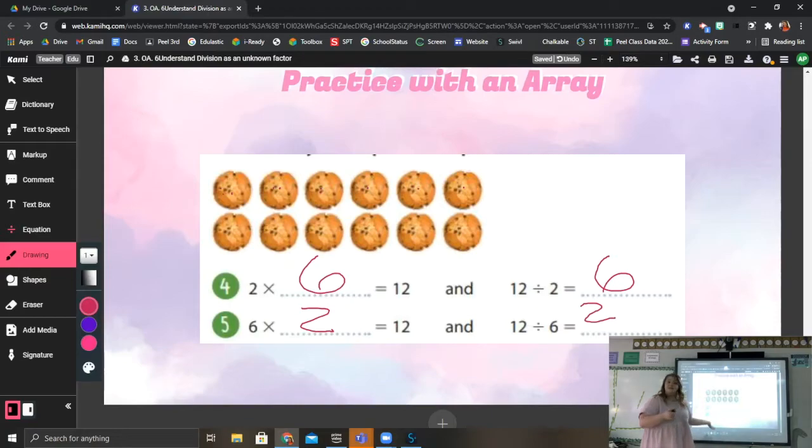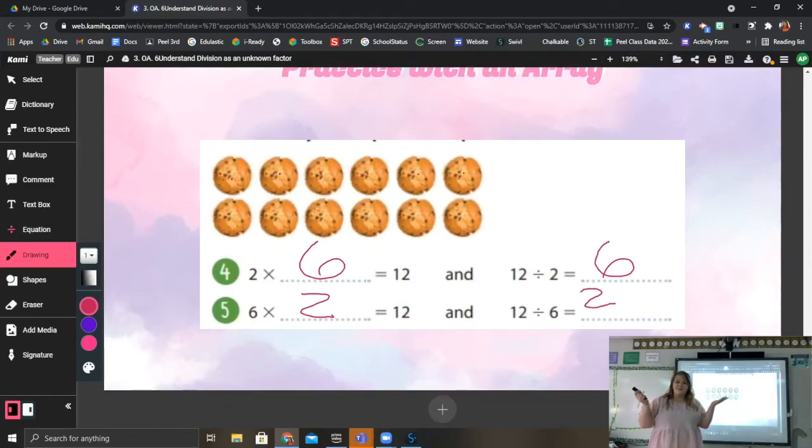The reason that you're able to turn these numbers and flip-flop them is because of the commutative property of multiplication. It says that whether you have 2 times 6 or 6 times 2, the answer is not going to change because the factors didn't change. Your product is still going to be 12. And that's multiplying with an unknown number.